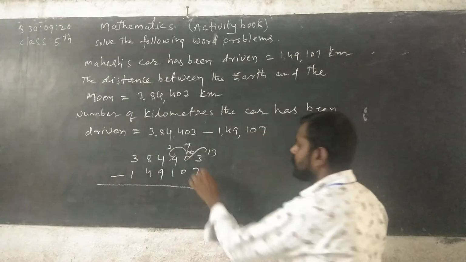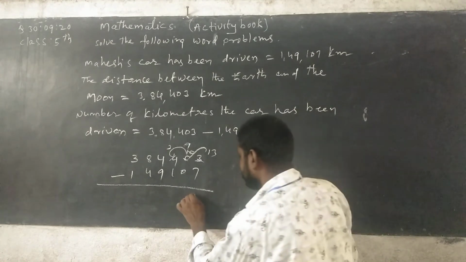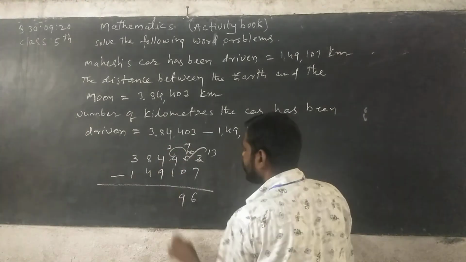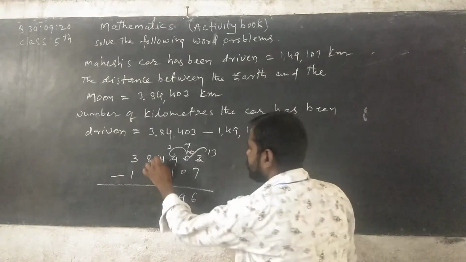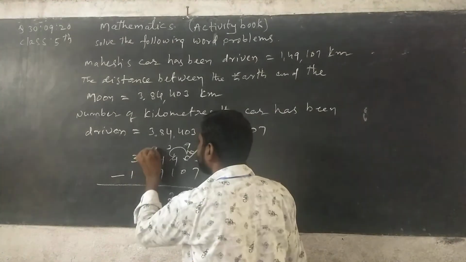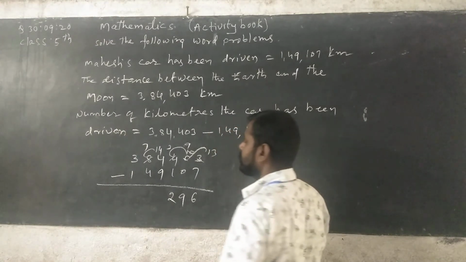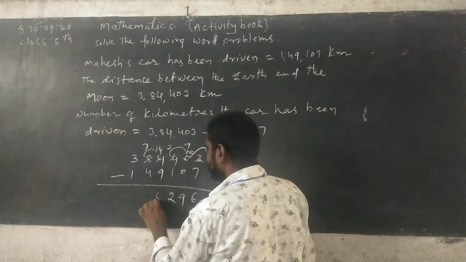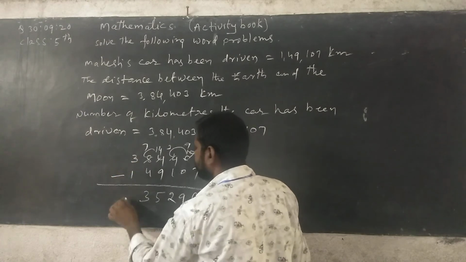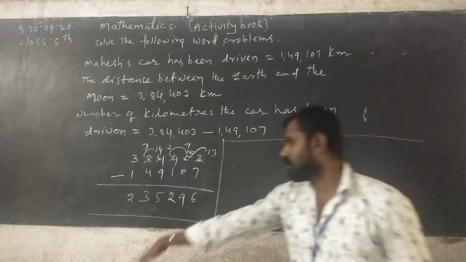See here, 13 minus 7, 6. Next, 9 minus 0, 9. 3 minus 1, 2. See, 4 minus 9 possible? Not possible. Again take borrowing from 8. Here 10, 10 plus 4, 14. 8 becomes 7. Next, 14 minus 9, 5. 7 minus 4, 3. 3 minus 1, 2. So everybody write down.